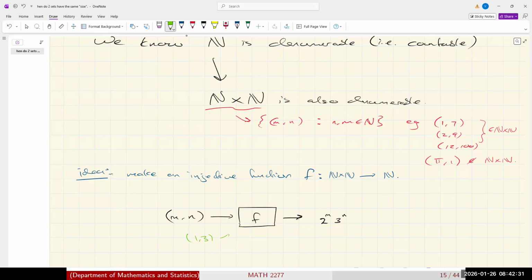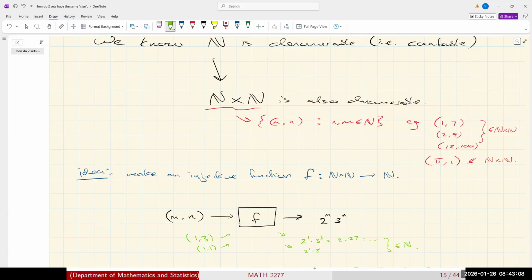So for example, if I now throw in 1, 3, the output is 2 to the 1 multiplied by 3 to the 3, which is 2 by 27. Whatever that is, you look it up. If I do 1, 1, then the output is 2 to the 1 by 3 to the 1. So the output is a natural number. Now I have made a function that takes in 2 natural numbers and gives me 1 natural number.